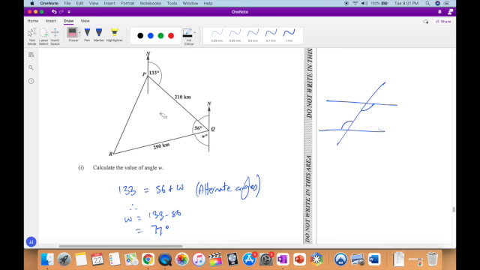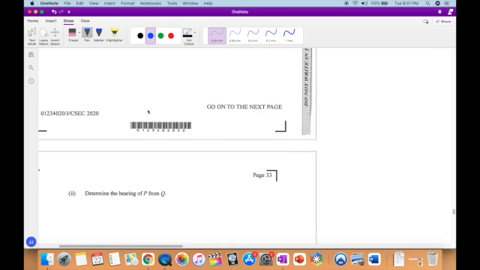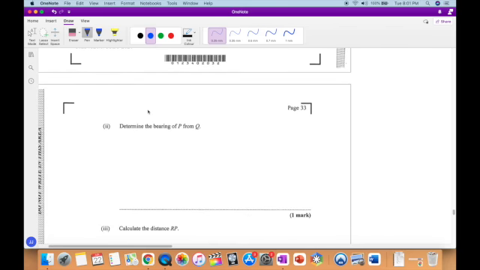Nice. We might finish earlier than I thought. Right? Determine the bearing of P from Q.